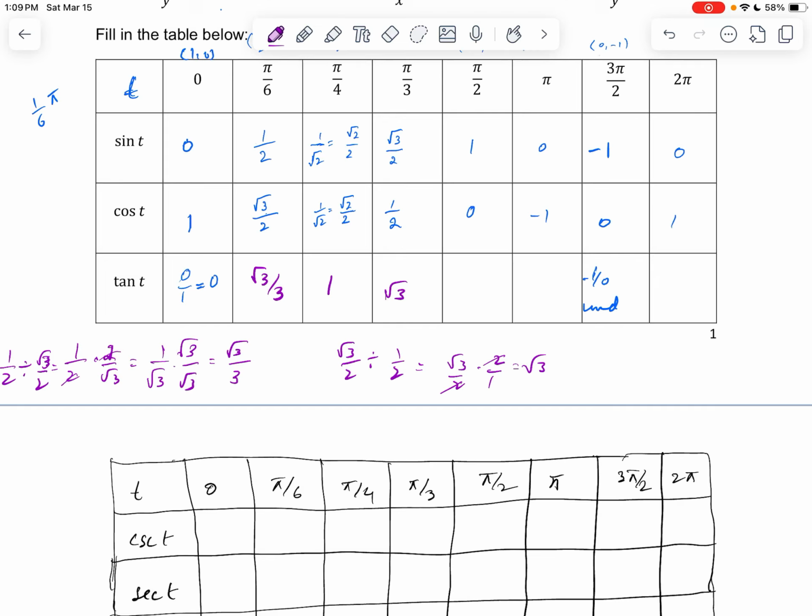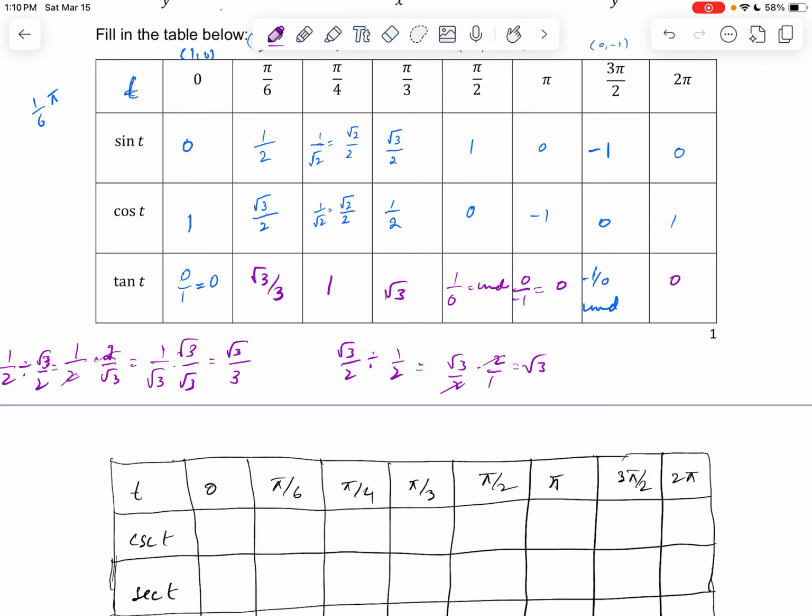What about tangent of pi over 2? It will be 1 over 0, which means it is undefined. The tangent of pi will be 0 over -1, which is 0. Tangent of 2 pi will also be 0 over 1, so it's 0.